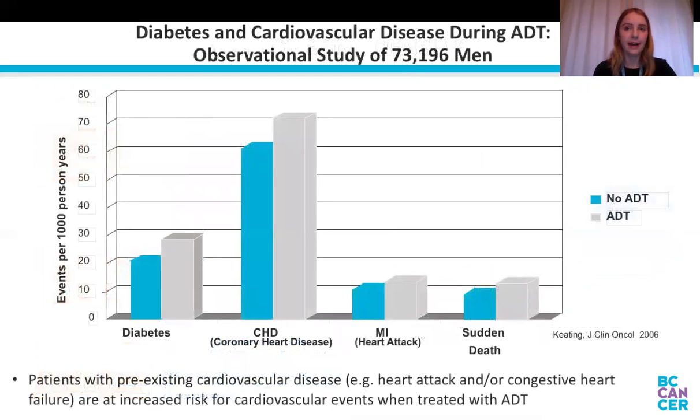Diabetes and cardiovascular disease during ADT. This is a chart from an observational study comparing diabetes and cardiovascular disease in patients who had no hormone treatment, as shown in the blue, and patients who did receive hormone treatment, as shown in the gray. So as you can see, comparing the blue with the gray, individuals on hormone treatment are at an increased risk for diabetes, coronary heart disease, heart attack, and sudden death.